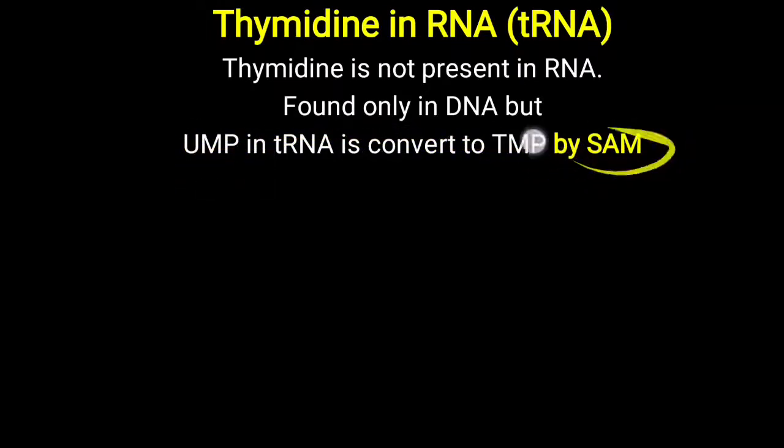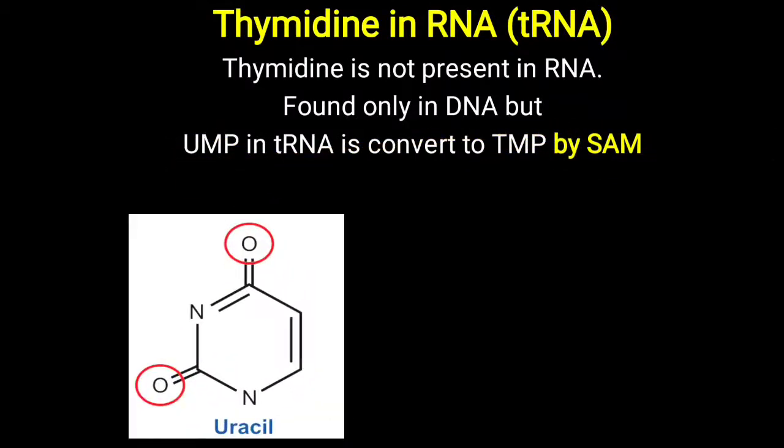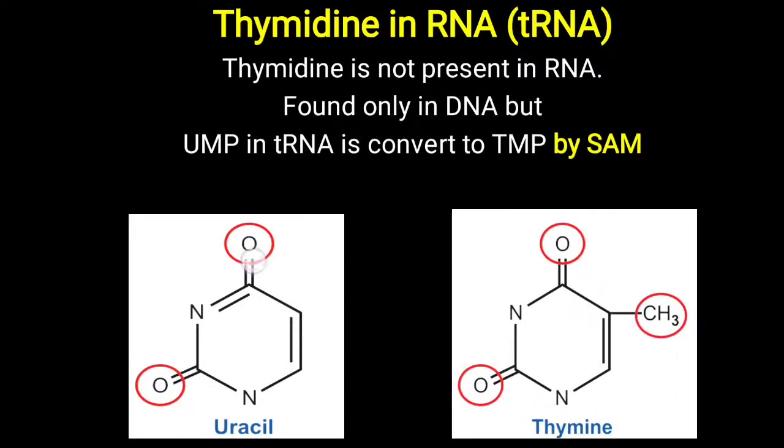And how? Only the addition of a methyl group makes this UMP into the TMP, which you can simply understand from this picture. Only the picture of uracil and thymine will explain everything. Here is 2,4-dioxopyrimidine, and here is 2,4-dioxo-5-methyl pyrimidine, which is called thymine. Thymine, T for thymine, M for the methyl group, also gives you a hint about the methyl group present in the thymine. So simply, you just add this methyl group, and adding the methyl group is possible by S-adenosyl methionine. That will convert uracil into thymine.